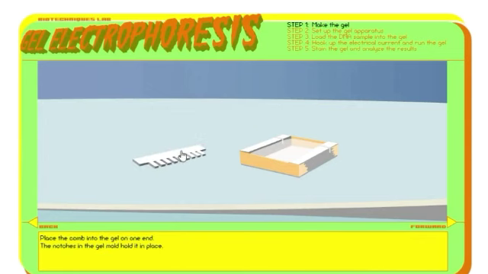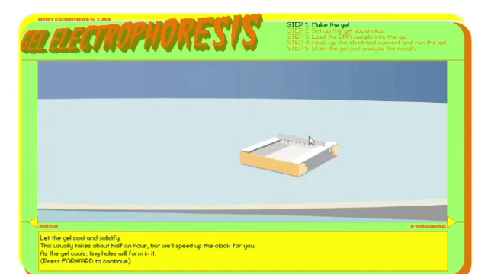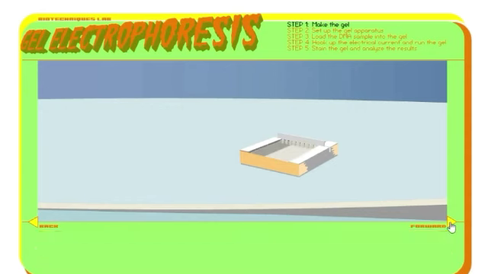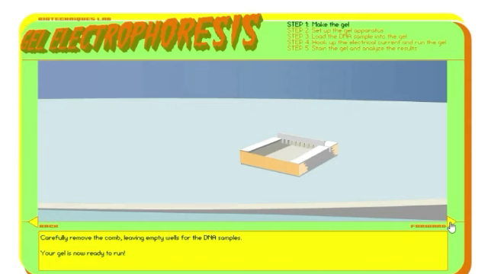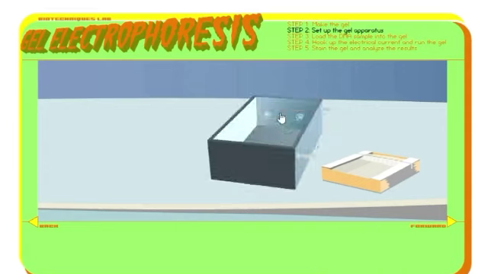Then we have to place the comb into the gel on one end. The notches in the gel mold hold it in place. Then we have to let the gel cool and solidify. This usually takes about half an hour according to the virtual laboratory. So we carefully now remove the comb, leaving empty wells for the DNA sample.